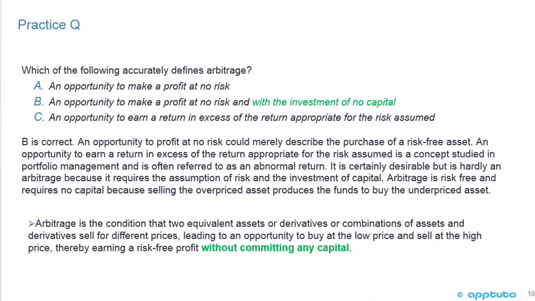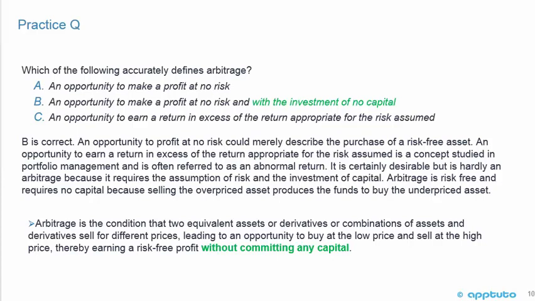Again, if you've been paying attention, I don't think that question is too difficult, because recall on the previous slide we had that arbitrage is a condition that two equivalent assets or derivatives or combinations of assets and derivatives sell for different prices, leading to an opportunity to buy at the low price, sell at the high price, thereby earning a risk-free profit without committing any capital. So which of the following accurately defines arbitrage? It's B, an opportunity to make a profit at no risk and with the investment of no capital.